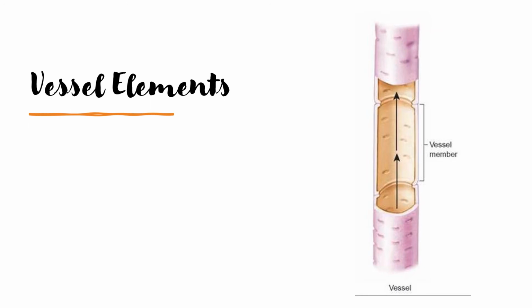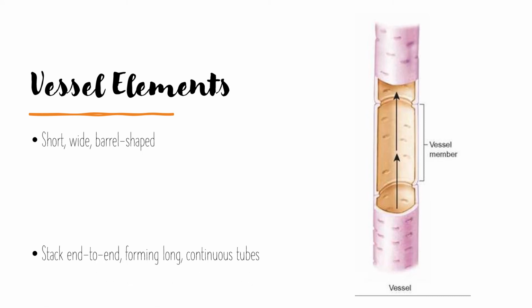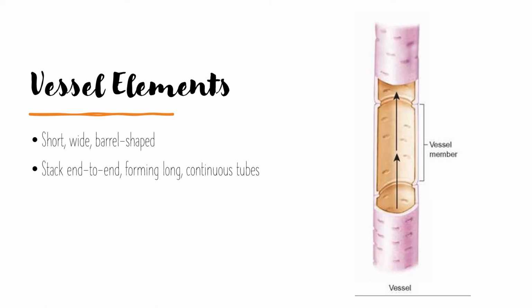Next, we have the vessel elements. Now, vessel elements are short, wide, barrel-shaped conducting cells that stack end to end, forming long, continuous tubes. Their side walls have pits, but their end walls are either perforated or totally absent. Now, water moves much faster in vessels than in tracheids, both because of their greater diameter and because water can pass easily through each vessel element's end wall. On the other hand, the narrower tracheids are less vulnerable to air bubble formation.